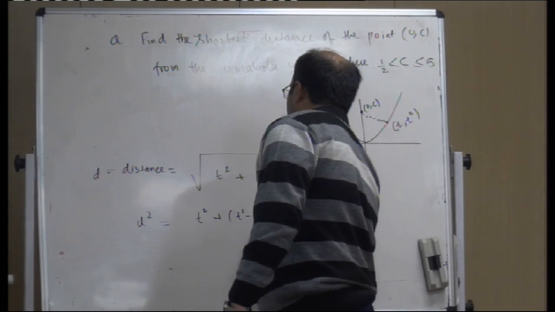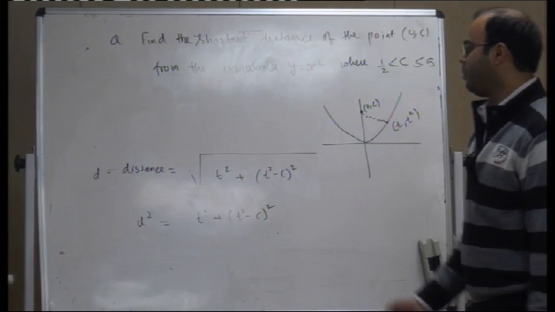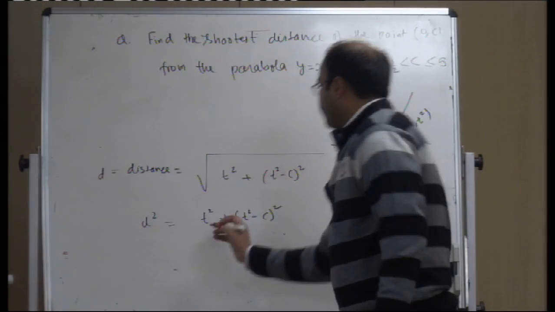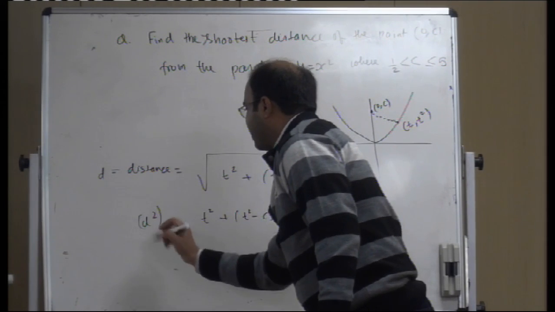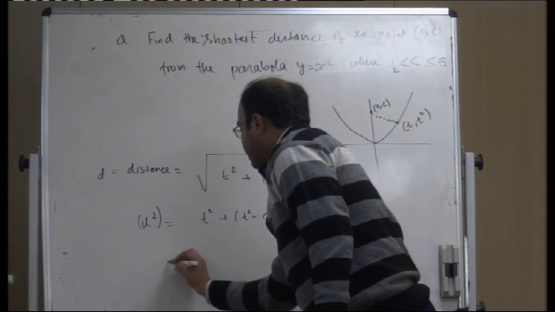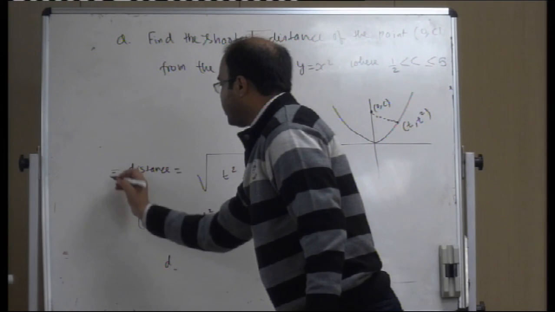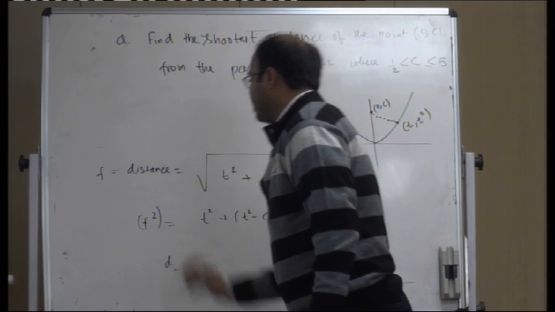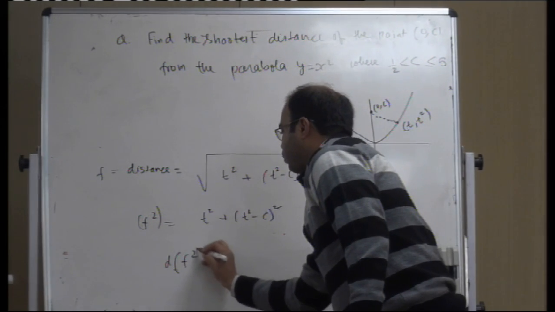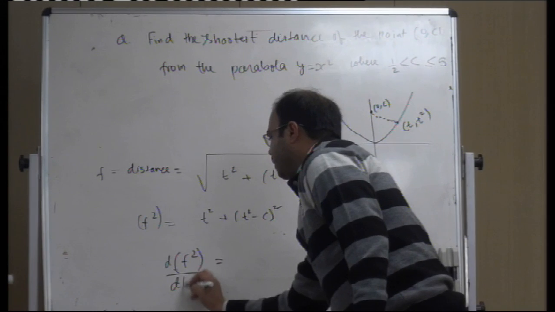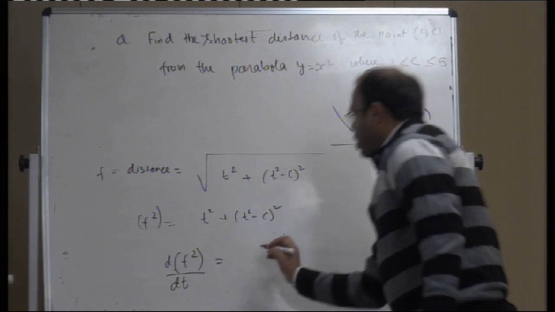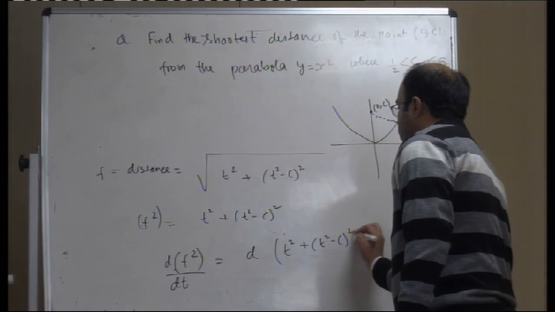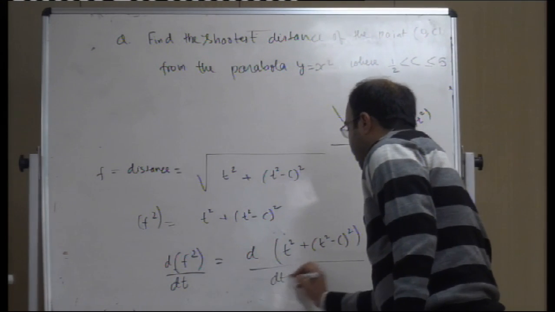Of course, if you want to take the root, then also you can calculate, but that will make the solution lengthy. So you will just take the square of the distance and then differentiate it. Actually I have taken d, let us take it as some variable f, because d we use for differentiation. So d of f square with respect to t, where t is the variable, is d of (t square plus (t square minus c) whole square) upon dt.